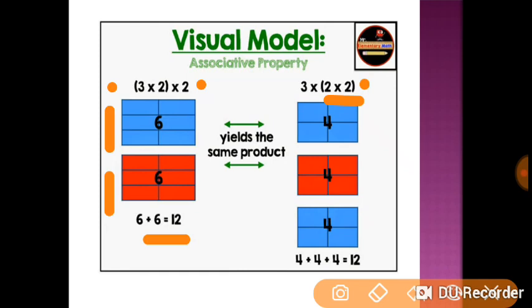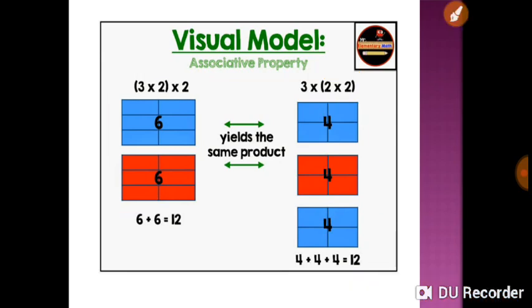So, in the first box, that is the blue box, you can see that there are 2 rows and 2 columns. 2 into 2 will give you 4. And this is to be multiplied by 3. It means there should be 3 such boxes. So, you can see that 4 plus 4 plus 4, that is 3 times 4, is also giving you 12. This means that whether you multiply 3 and 2 first or you multiply 2 and 2 first, the product will remain the same.